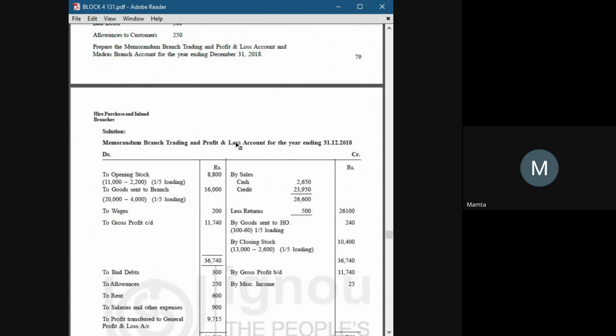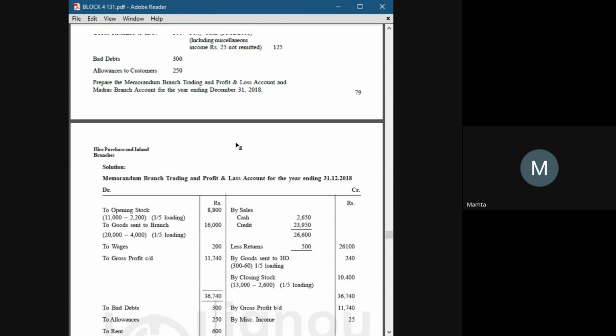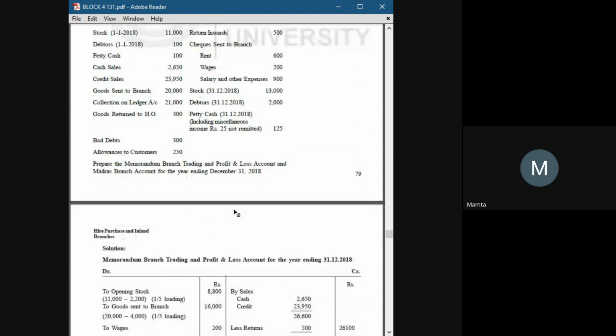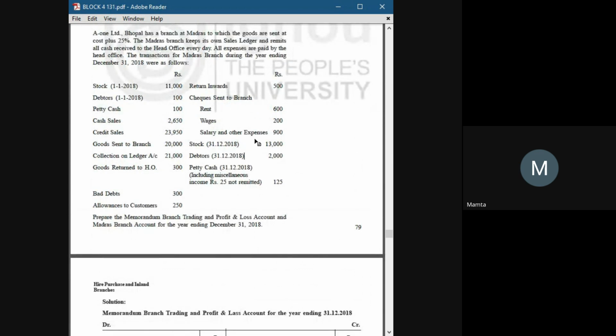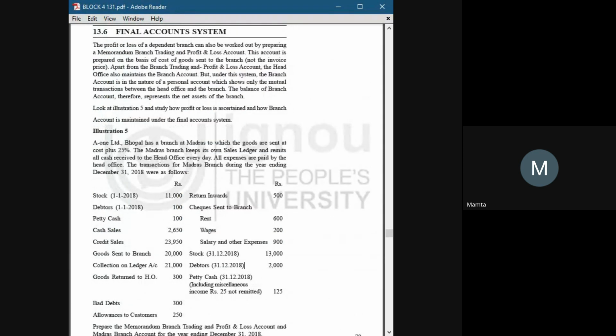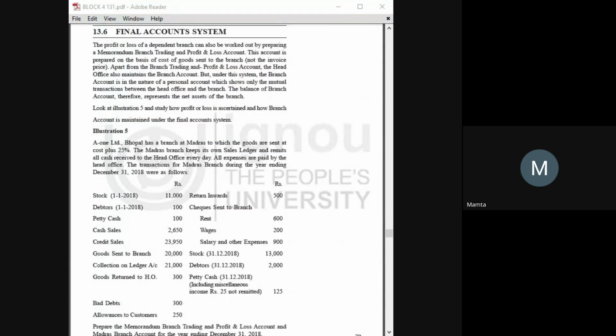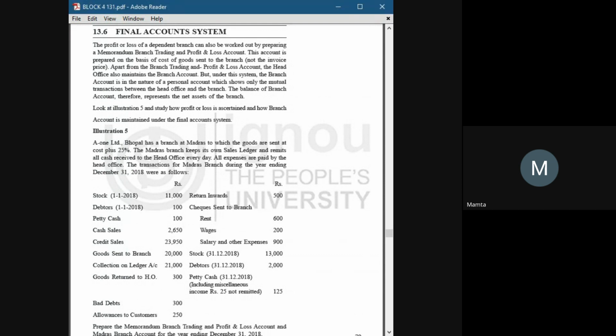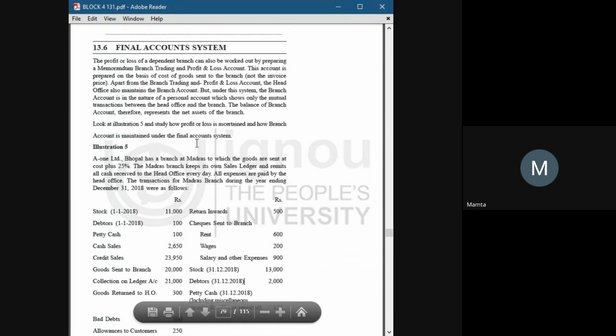Let's see this example as well for better understanding. And whenever you prepare this branch account, just try to make a flow chart of the branch account. It will be easier for you to understand it.